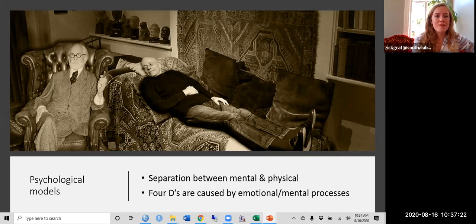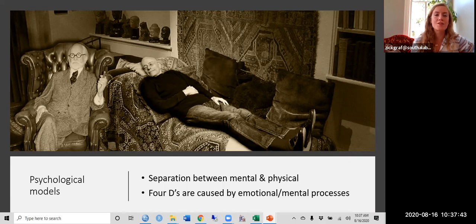Okay, so that was a very fast overview of biological models of psychopathology, from some of the earliest origins in ancient Greek medicine to biological treatments that are still in use today. Now we're going to talk about psychological models, which again, also are still in use today.